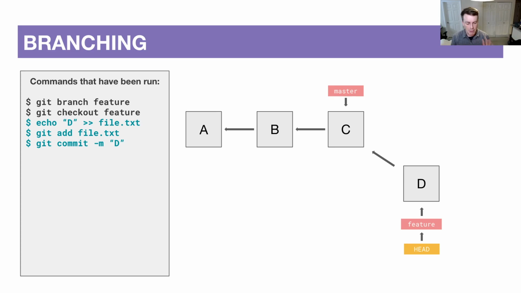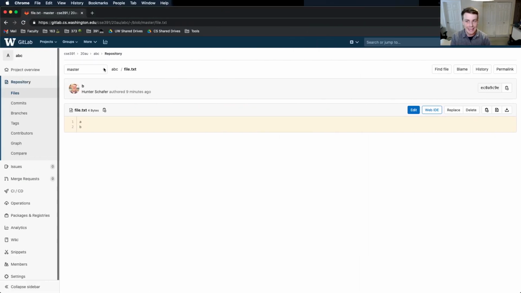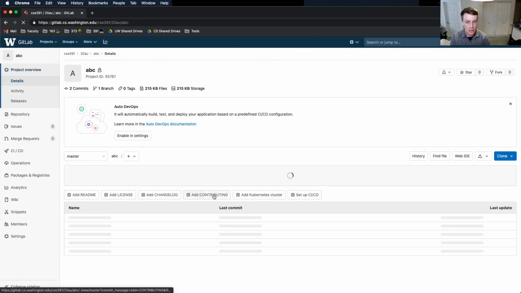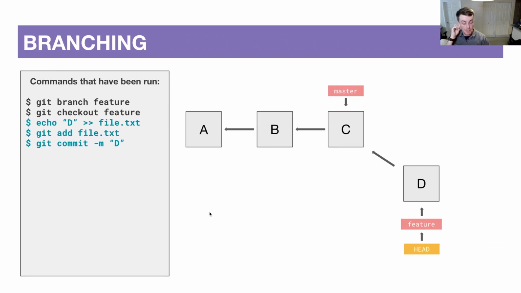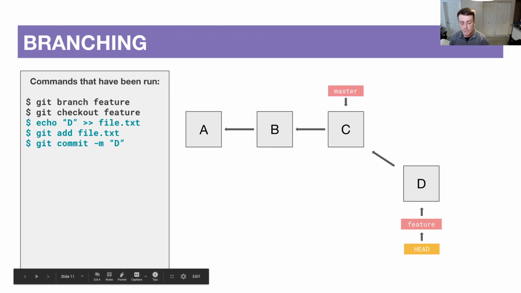Now, importantly, I want to mention everything I've done so far has not affected GitLab one bit. Notice I never pushed any of the things I've done yet. I never pushed that C commit. I haven't pushed anything about this feature branch. So GitLab is all the same. We're going to ignore the GitLab stuff for this video. We'll talk about remotes in the next video.